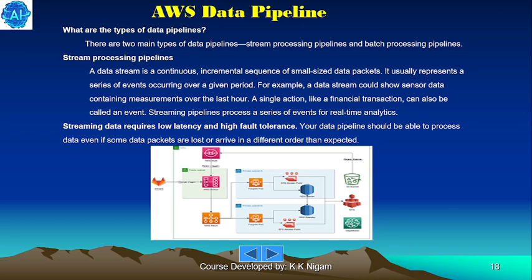Streaming data requires low latency and high fault tolerance. Your data pipeline should be able to process data even if some data packets are lost or arrive in a different order than expected.